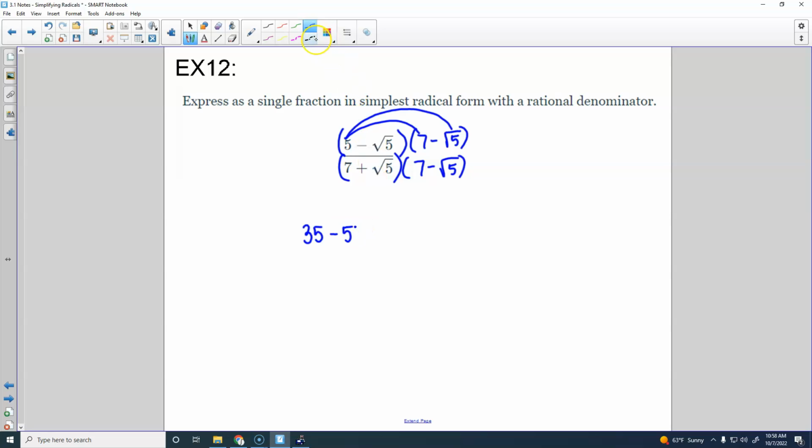She said 3 times 7. I did it right, though, right? 5 times 7 is 35. So we've got 5 times square root of 5 gives us a negative 5 square root of 5. Then we'll have to do the negative root 5 times 7, so it'll give us minus 7 root 5. And then we'll just get a plus 5 for that last term. Since that's negative times negative, we get a positive 5 there.